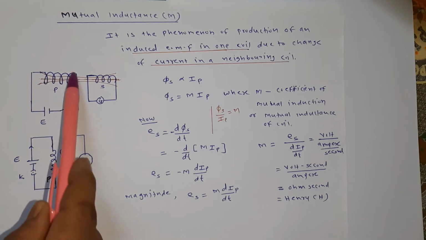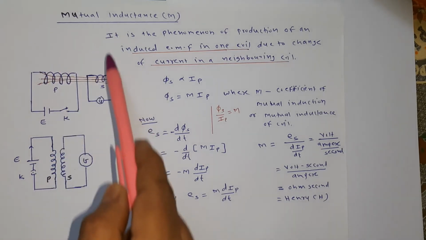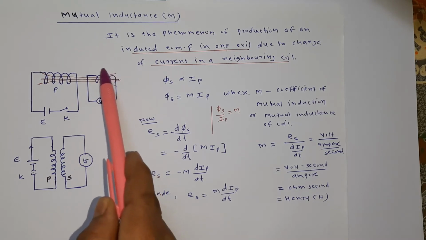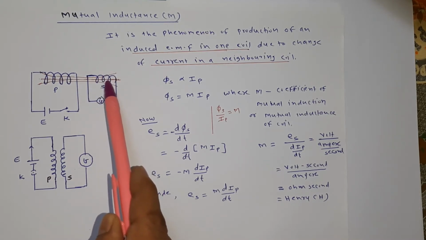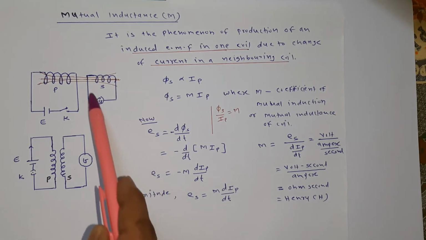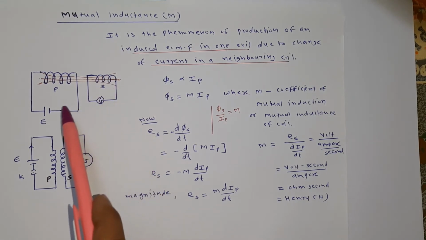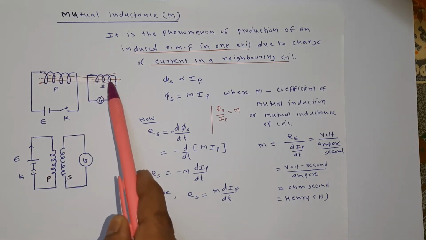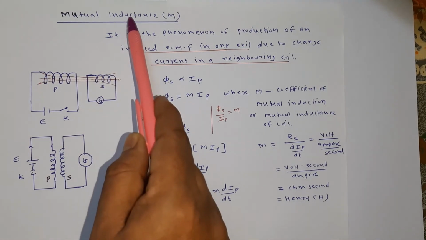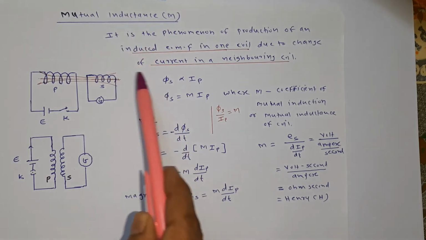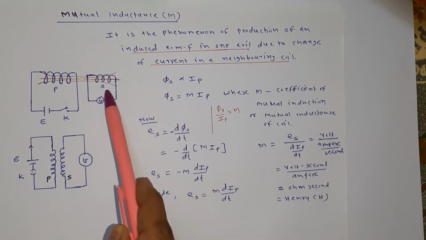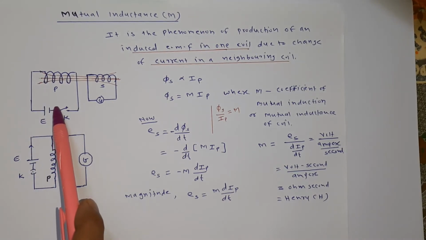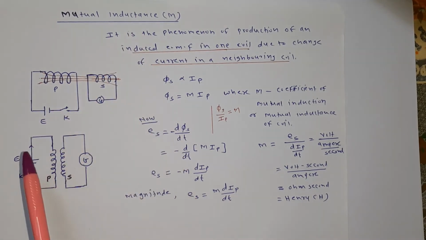As the magnetic flux linked with this coil changes, the magnetic flux linked with the other coil also changes because we are placing them near each other. As the magnetic flux linked with this coil changes, EMF gets induced in this coil. That means a change in current in one coil induces EMF in the neighboring coil. This phenomenon we call mutual inductance. So induced EMF in one coil due to change in current in the neighboring coil we call mutual inductance.